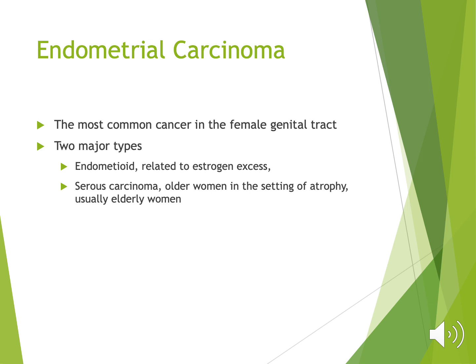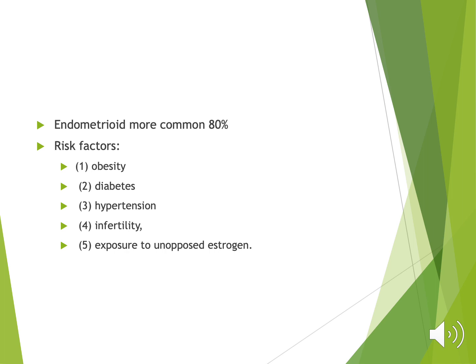To summarize, endometrioid carcinoma happens in the setting of hyperplasia. Serous carcinoma occurs in the setting of atrophy. Endometrioid is much more common, representing 80% of all endometrial carcinoma cases. There are several risk factors related to estrogen excess, including obesity, infertility, and exposure to unopposed estrogen.